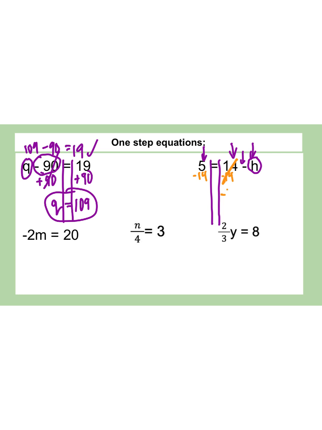Now I have negative h still on the right-hand side. On the left-hand side, I have negative 9. Now, if we're just thinking logically and we want to get a positive h, we can say, well, if a negative h is negative 9, a positive h must be positive 9, okay? And that is actually true, okay? But let's think mathematically. So what did we do there? We just took the opposite of h, so we took the opposite of everything on the other side as well.